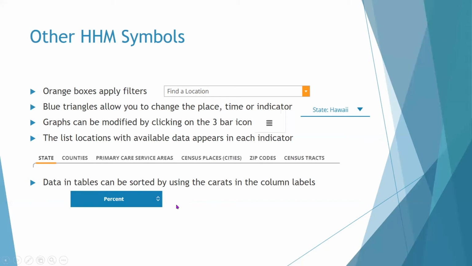The last one I just wanted to remind you of is that when you see these little up and down arrows, those allow you to sort the data in a table. So when you see that, that's another place that you can click on.